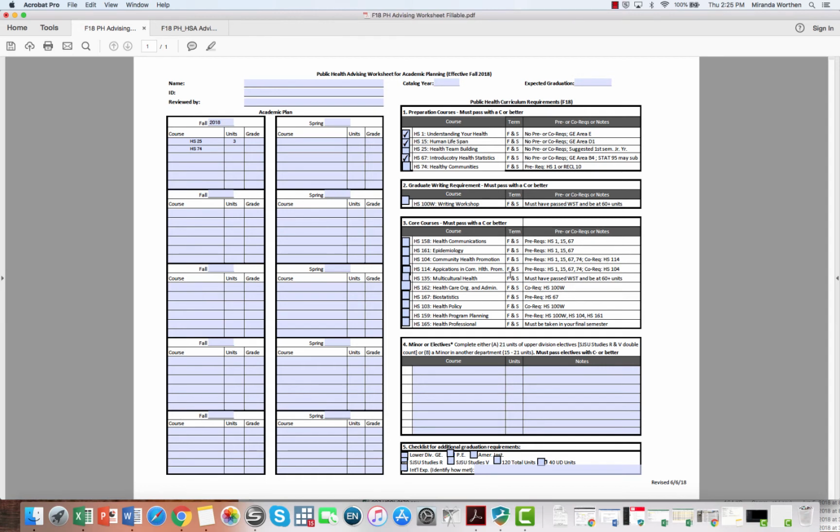So looking here, you can see like HS 104 has a co-requisite of 114, a prerequisite of 74. So for transfer students, we would suggest you take it either in this semester or in this next semester. When the semester that you put 104, you'd also want to put 114.